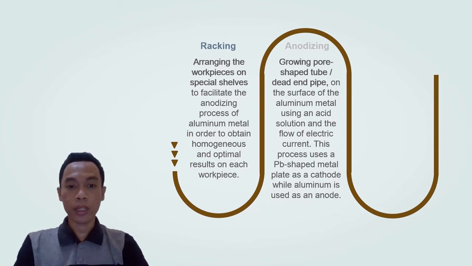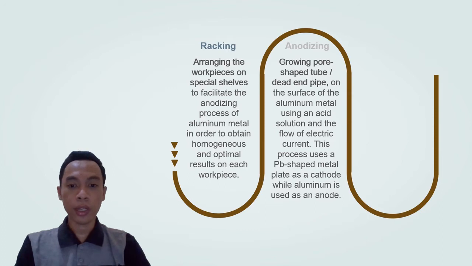What is the anodizing process? The anodizing process is growing pore-shaped tubes or dips and pipes on the surface of the aluminum metal using an acid solution and the flow of electric current. In this process, we use a Pb-shaped metal plate as a cathode, while aluminum is used as an anode. We use sulfuric acid as the electrolyte solution.